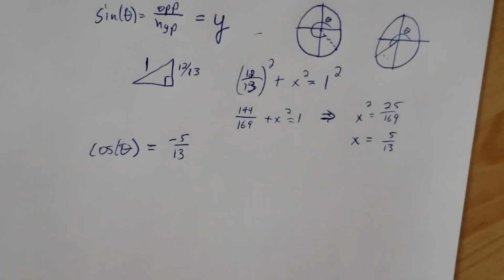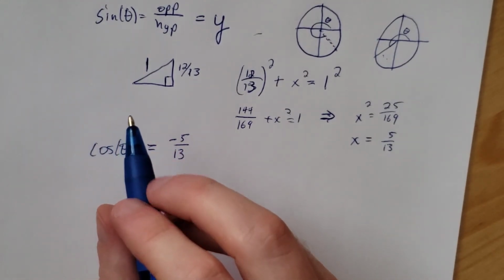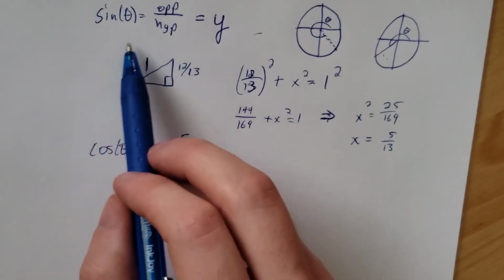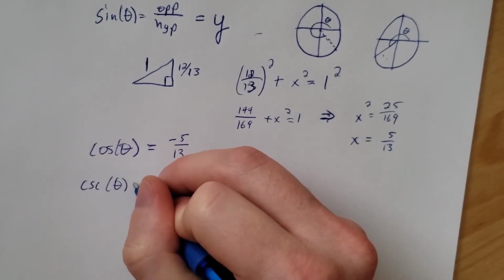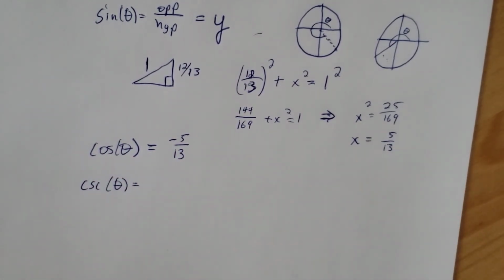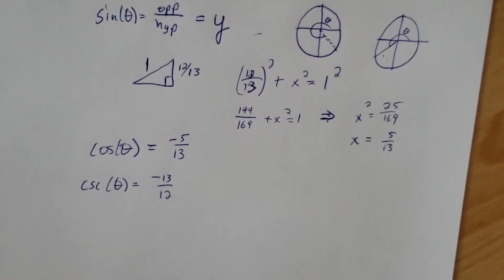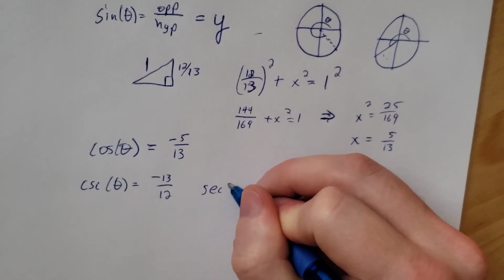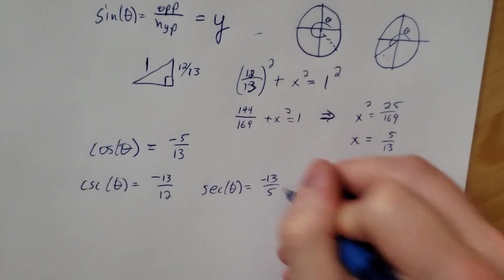Let's keep going. We got sine, we got cosine. What is 1 over sine? 1 over sine is cosecant. So cosecant of theta is 1 over sine, which is 1 over y. Or in other words, it is the negative 13/12, because it's just the reciprocal of negative 12/13. Secant of theta is 1 over cosine, so that's negative 13/5.